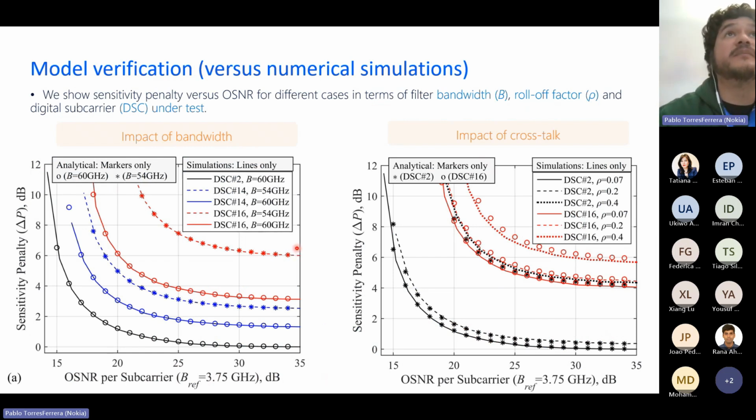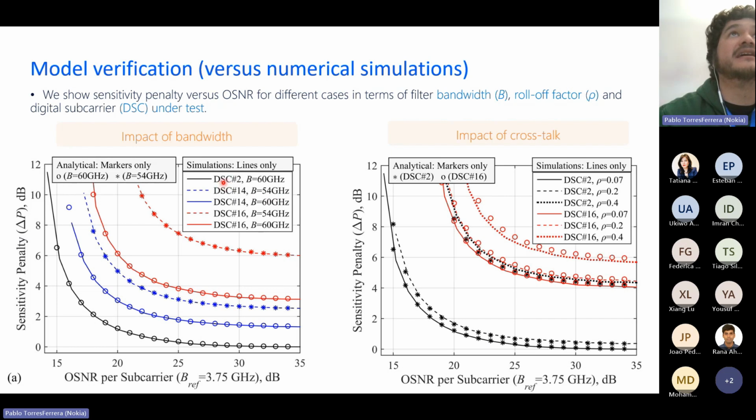So this is some kind of analysis in which we compare the model, that are the marker lines, against the simulations, that are the solid or dashed lines. And as you can see here, we have a very good agreement when we change different bandwidths. For instance, these are narrow bandwidths. Since we are transmitting at 64 gigahertz, we are operating with 90% or 80% of the bandwidth of the signal. And we also show for different subcarriers.